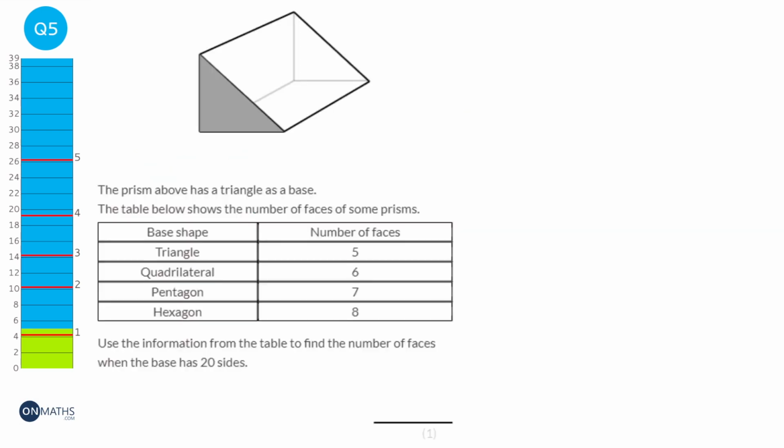Something to realise in this table we're given in this question is that the triangle has 3 sides, quadrilateral 4, pentagon 5 and hexagon 6. And that number of faces is just 2 more than the number of sides. So basically if you've got the number of sides, you add 2. So 4 plus 2 is 6, 5 plus 2 is 7 and 6 plus 2 is 8. So if we've got 20 sides, and we just do the same thing, so we're just adding 2, then we should have 22 faces. So our answer is 22.